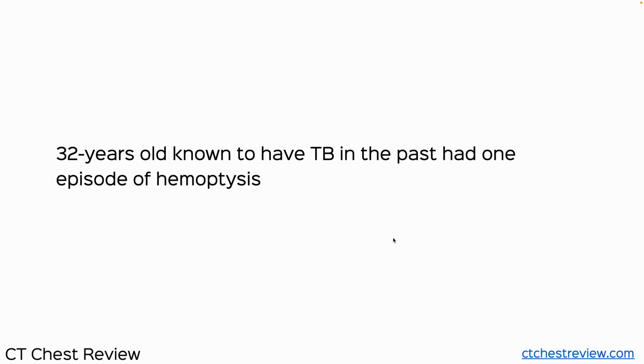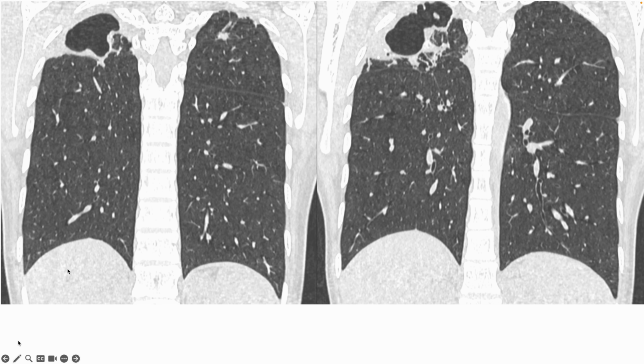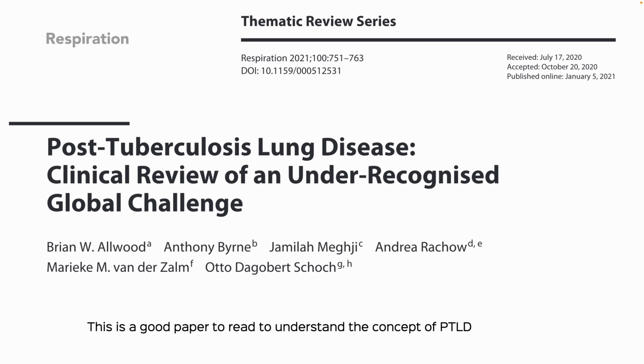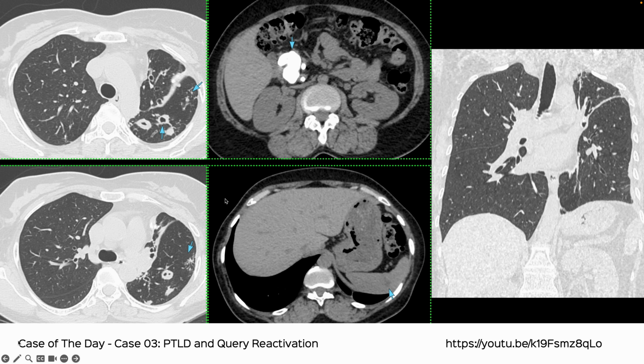Now, this is a 32-year-old known to have TB in the past, one episode of hemoptysis, and you can see these post-infectious changes. That's what we call them: fibrocavitary lesions with volume loss in the right upper lobe. You can see that really well on the coronal images. The new terminology for this, and I'm going to do another extended post in a few weeks on this, is post-tuberculosis lung disease. And that's the terminology to be used, with the understanding that PTLD is a substrate for aspergillus-related lung disease, and I'm coming to this.